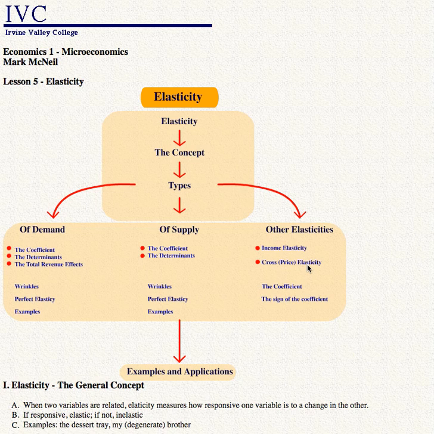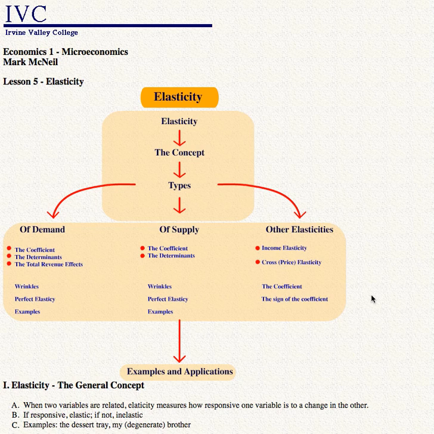So for instance, the price of gasoline and gas hog SUV cars. If the price of gasoline goes up, the quantity purchased of gas hog SUV cars, which I own one, goes down. If the price of gasoline goes down, the quantity of these SUVs goes up. So since they move in opposite directions, the sign of the ratio will be negative. And that tells you that the two goods are complements.